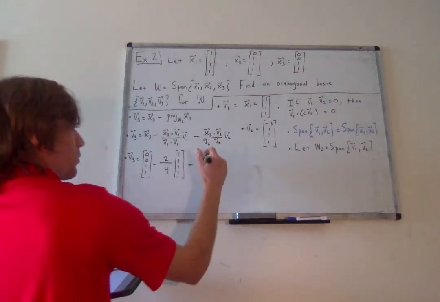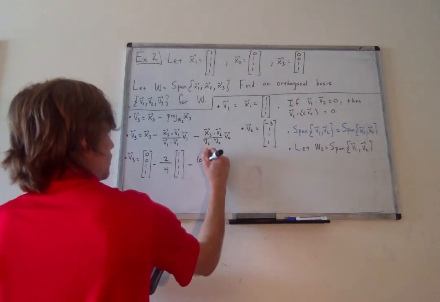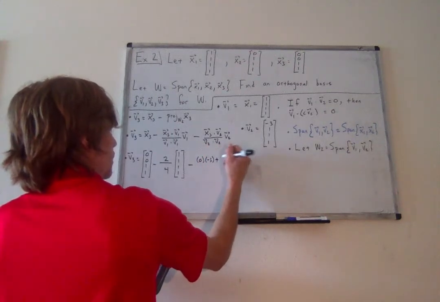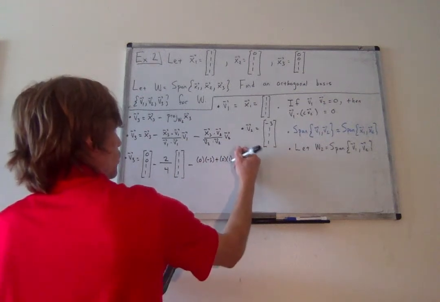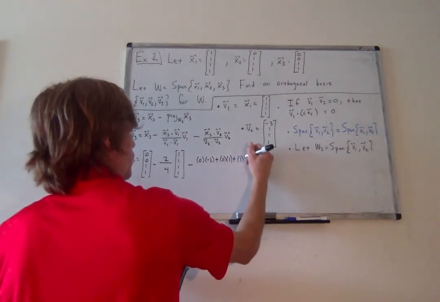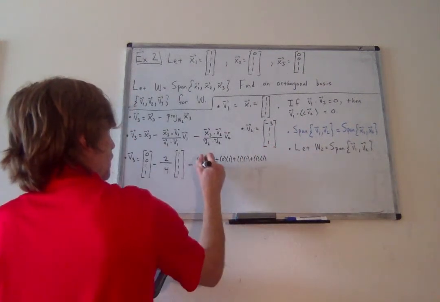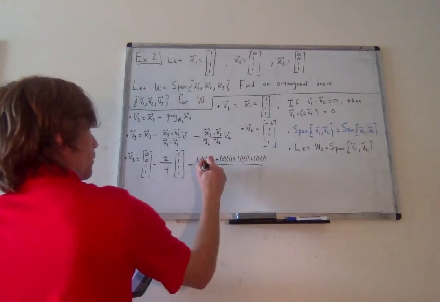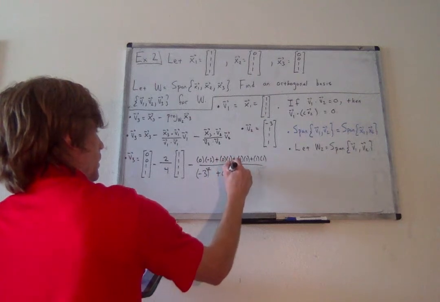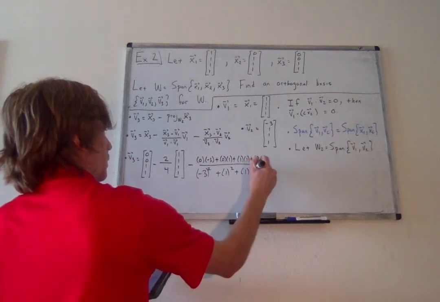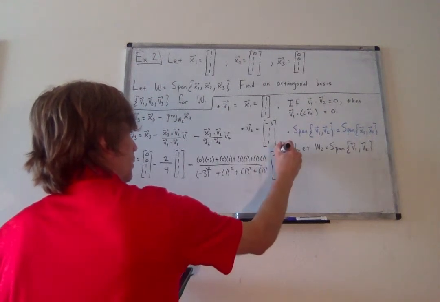The dot product of x3 and v2, that'll be a little harder to calculate, so this should be 0 times negative 3 plus 0 times 1. Actually, that wasn't too bad. 1 times 1 plus 1 times 1, all over the dot product of v2 with itself, so negative 3 squared plus 1 squared plus 1 squared plus 1 squared times v2.